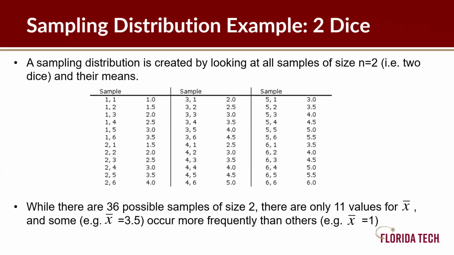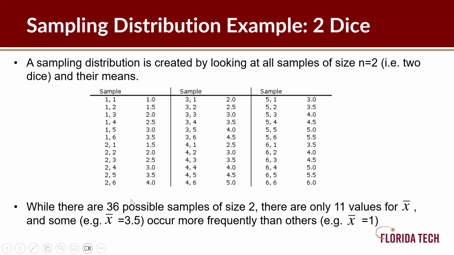So note the following. A sampling distribution is created by looking at all samples, and we'll look at samples of size 2 dice, for example, and their mean. So we could roll a 1 and a 1. That would give us a sample mean of 1. We could roll a 1 and a 2. That would give us a sample mean of 1.5, and so on. So you see here the value for one die, the value for the second, and what the sample mean would be. We could do that for all possible rolls of the 2 dice and the sample mean we get.